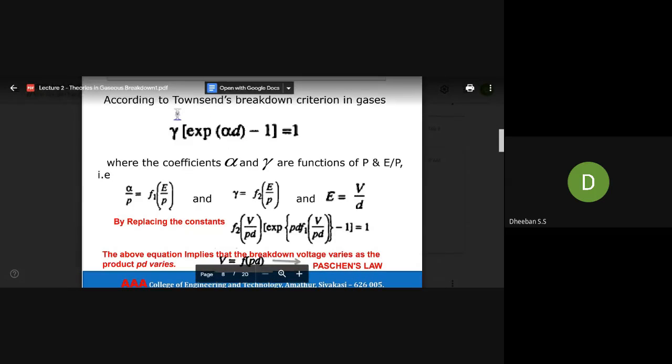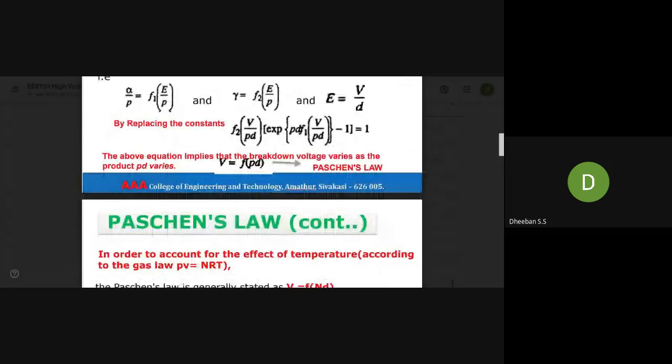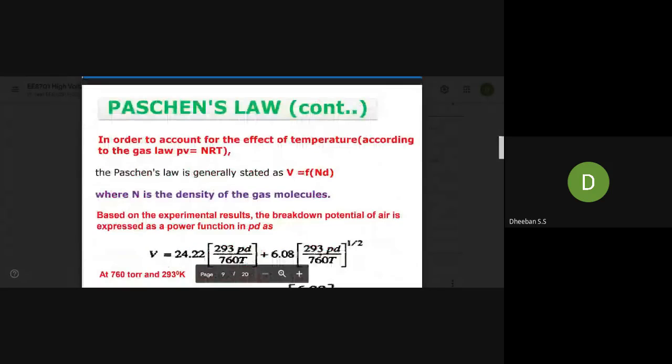This is one of the important laws. We just see what Paschen's law is. While taking the Townsend derivation, I will be dealing with it. These alpha and sigma are nothing but coefficients. I'll be dealing with the Townsend criteria at that time. So what is Paschen's law? You have to know.